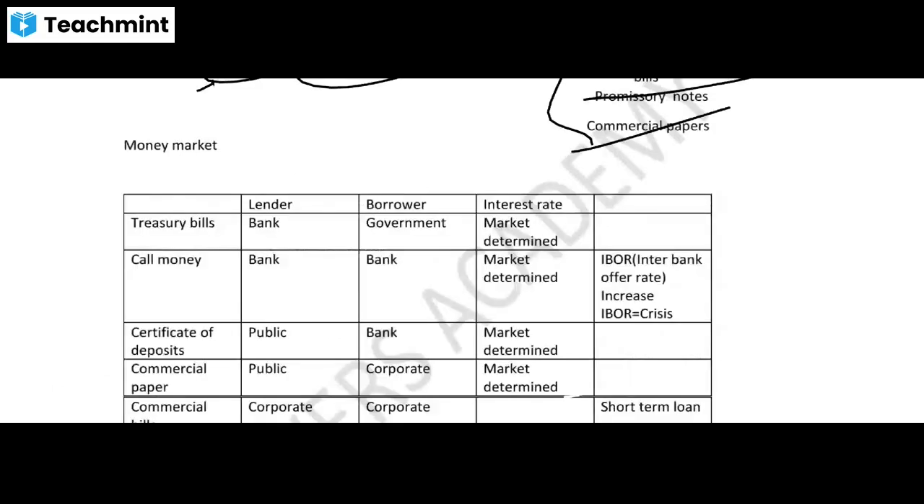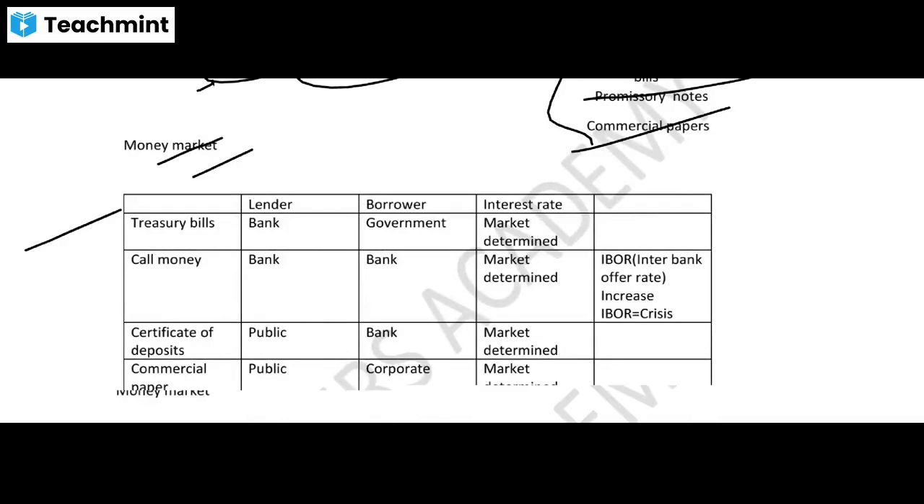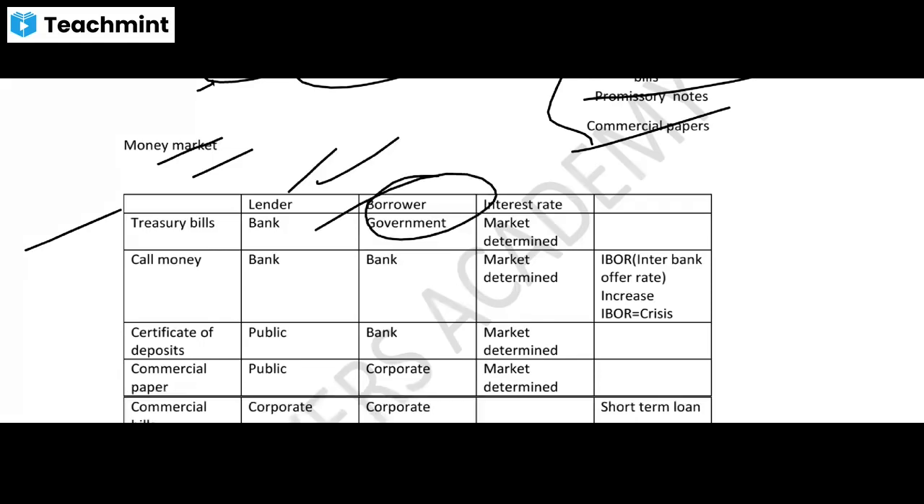Okay. So in the money market, first, treasury bills. What are these treasury bills? These treasury bills are the bills or papers which are lent by your bank and borrowed by your government. So the bank will lend these treasury bills and the government will borrow them. Okay.